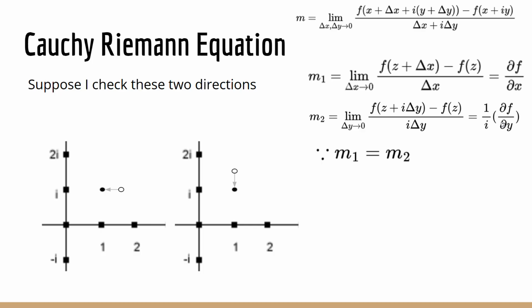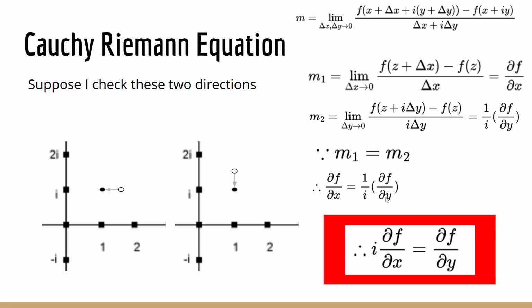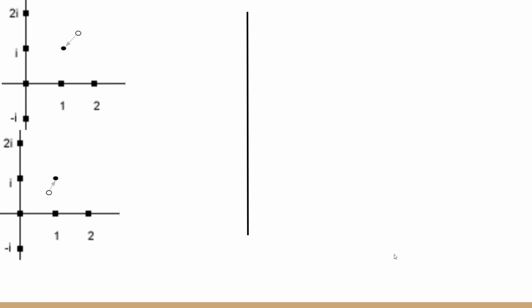So obviously, you need these two directions to be the same. So before checking all other directions, let's first make sure these two directions are the same. That's a condition we know that we must have. And for these two to be the same, we basically equate m1 equals m2. So partial f with respect to x should equal 1 over i times partial f with respect to y. And if I multiply both sides by i, this is essentially our Cauchy-Riemann equation. So I just derived it.